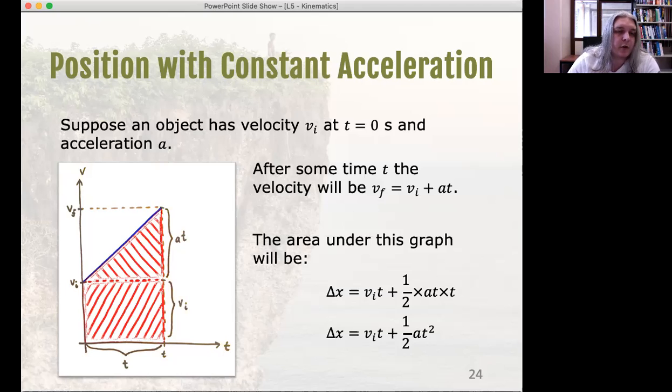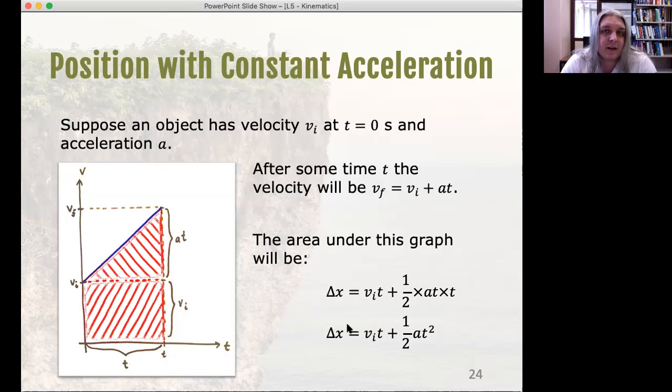So you can see there we've got two separate areas that I've calculated. One is the rectangle below vi, and that area is just going to be vi times t. And the other one is this area of the triangle, which is going to be half of at times t. So at times t is just at squared. So that means the total area under this line between 0 and whatever time interval this is, t, is going to be vi times t plus a half of a times t squared.